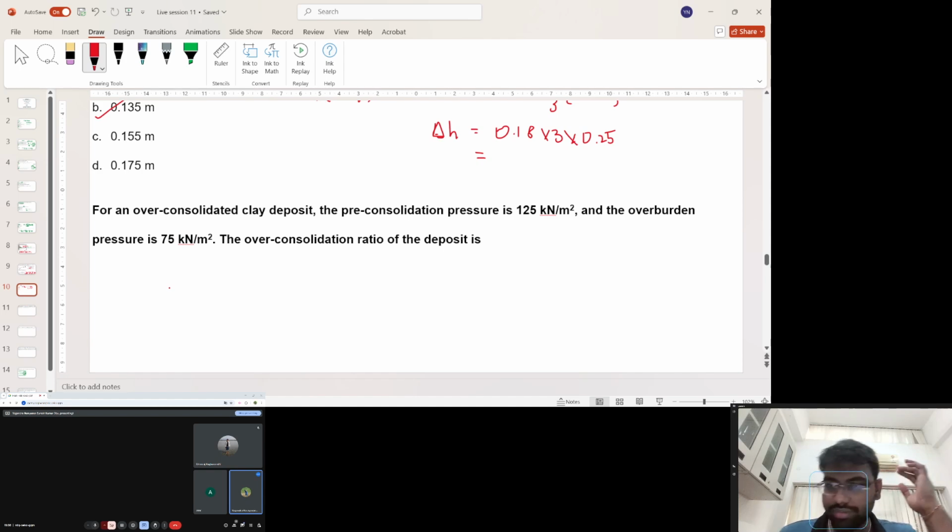How much? Is it the present overburden, sir? Yes. It is 1.66. So OCR is defined as past pressure by present pressure. So 125 by 75, which will obviously give 5 by 3, which is 1.66.